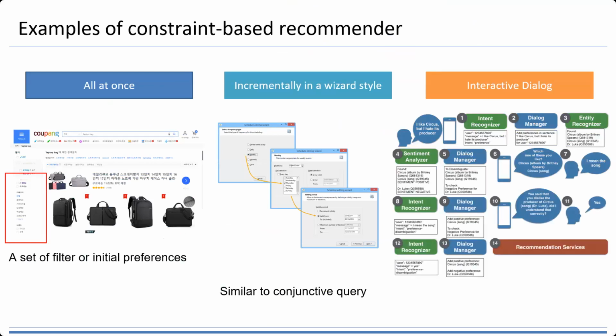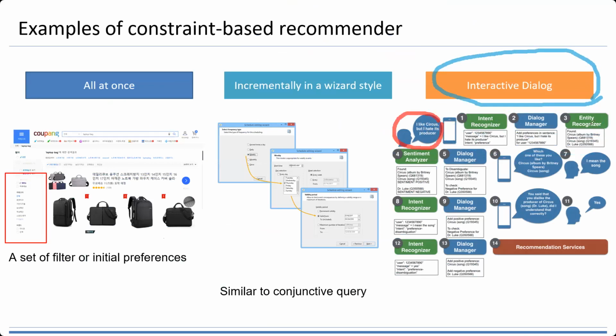Or more complicated is the interactive dialogue. The interactive dialogue means you will ask something like a chatbot or some kind of knowledge system to understand your query. For example, like this one: I like Circus, but I hate its version. So the system will try to understand what this query means.